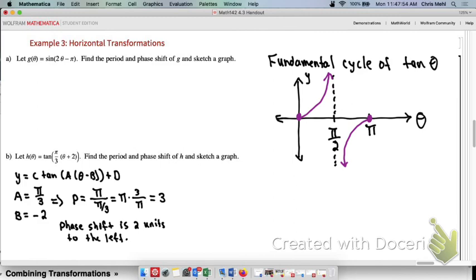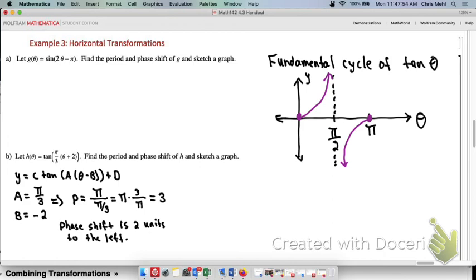So our cycle for our transformed function is going to look essentially identical. It's just going to start at a different value. The new cycle is actually going to be 3 units wide, and halfway through that cycle, there's going to be a vertical asymptote. So let's see what that looks like.